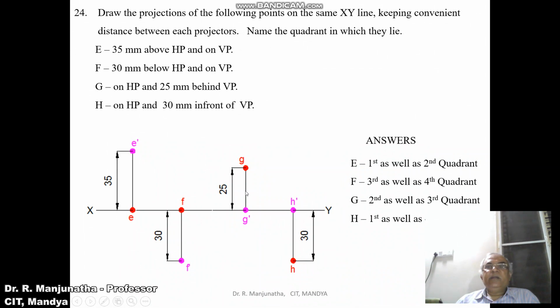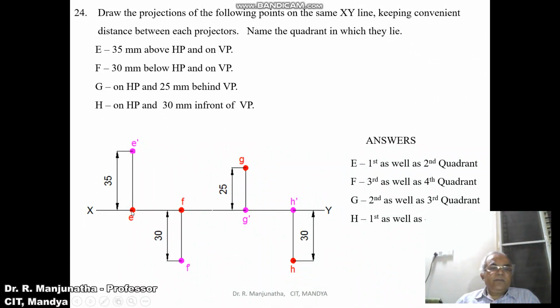And again you take any convenient distance and draw one more vertical projector, a thin line. And then it is 30 mm in front of VP. In front of VP will always be below the XY line. So from here you measure the distance of 30 mm and mark this point, which will be H. And on HP it will be the front view, which is H dash, which will be on the XY line. Now show the dimensions, which is as shown. Then write the answer, capital E.